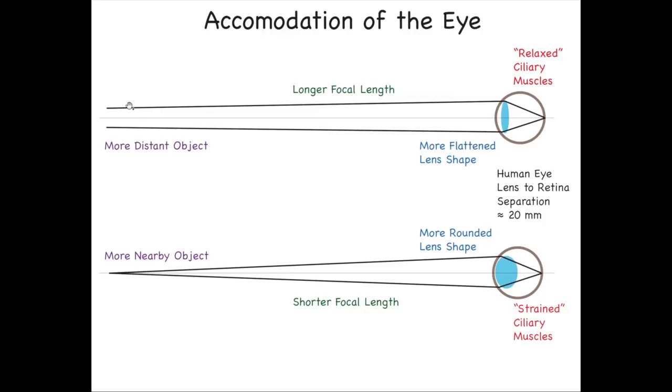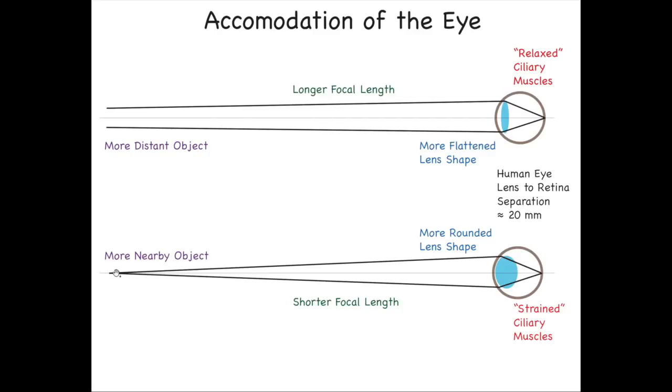So let's imagine we are looking at something that's very, very far away. A very distant object is going to have light rays that are coming in nearly parallel to the optical axis. And the goal is to take those parallel rays and bend them so that they all come to a focus 20 millimeters behind the lens at the retina. That's going to require a certain shape of lens. Let's compare how the shape would have to change in order to see something more close up.